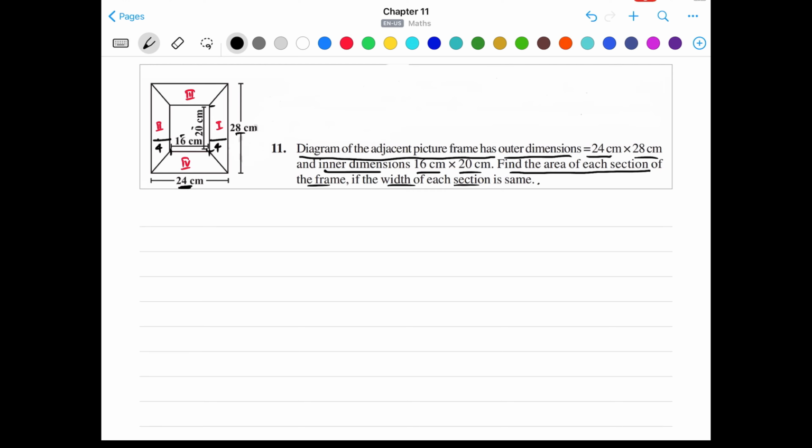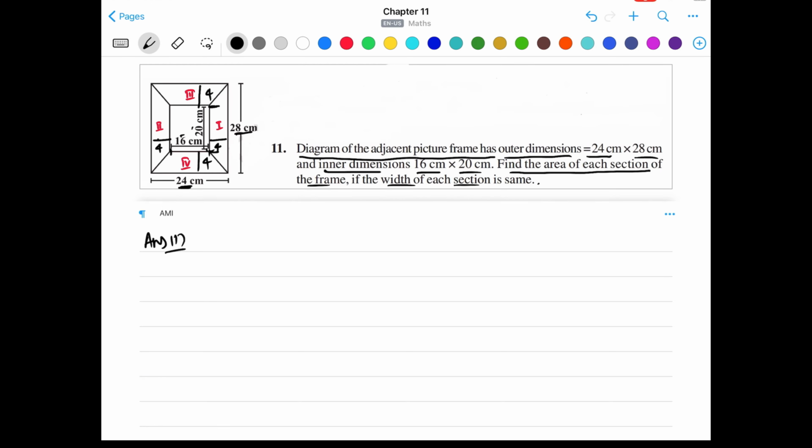Also the width of this section is 4 centimeter. In a similar way, the total length here is 28 and only this section is 20 centimeter, so the remaining will be 4 centimeter here and 4 centimeter here. So that means this frame is divided into a total of 4 trapeziums having equal width. Okay, so let's start the answer.